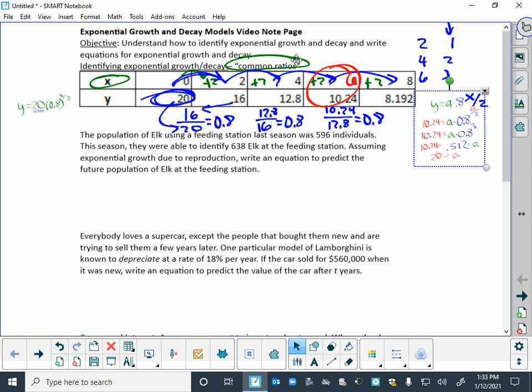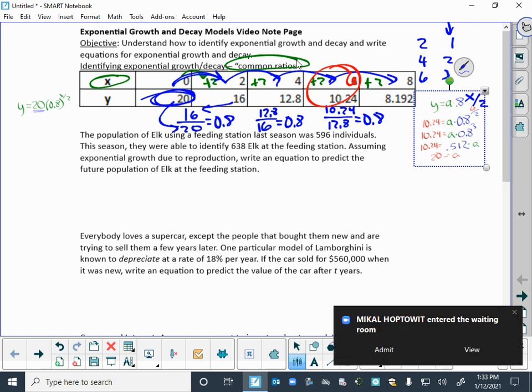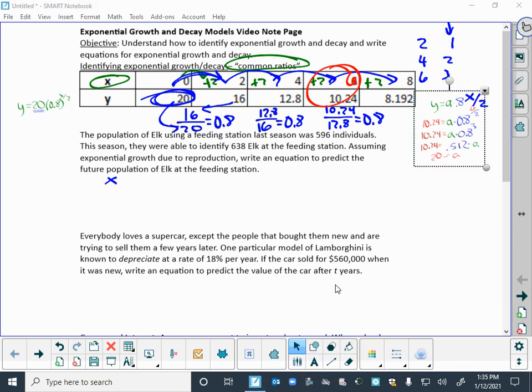Okay? One of the beautiful things about exponential equations is you can start them anywhere that you want. You can decide, what am I going to call the beginning? So it's like I'm making a table like the one above here, where the x is the inputs, and we can say that last year was 0. So we'll say last year was 0, and the population of elk last year was 596.